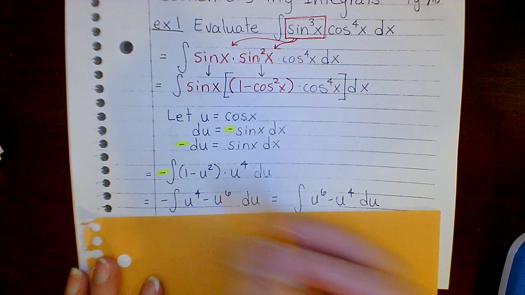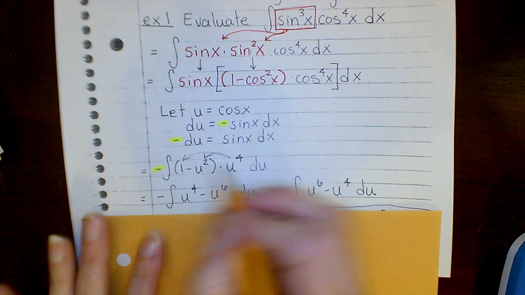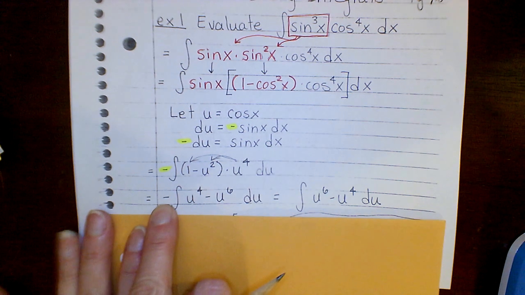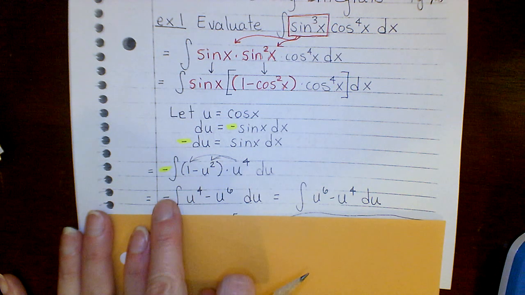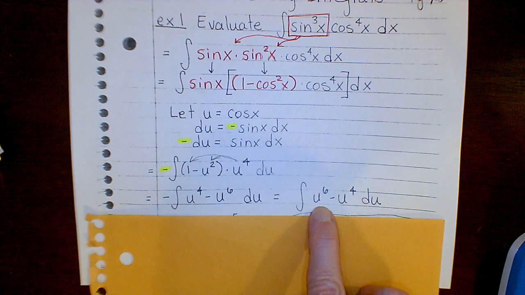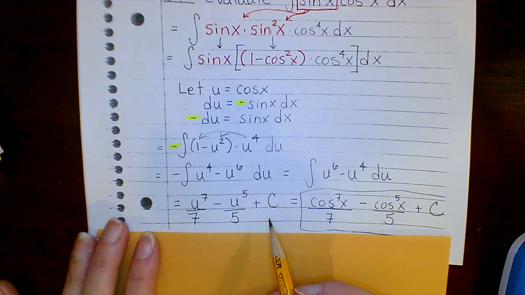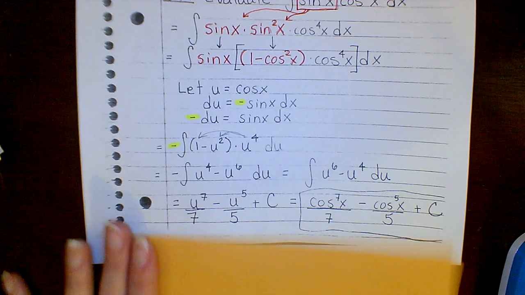So distributing that out, that gives me u to the fourth minus u to the sixth. And then if I just go ahead and distribute this minus, just so I don't have to contend with it much longer, that's going to make negative u to the fourth plus u to the sixth, which is the same thing as u to the sixth minus u to the fourth. All right, integrating this, piece of cake, right? U to the 7 over 7 minus u to the 5 over 5 plus c. And then we just substitute back in that cosine for u.